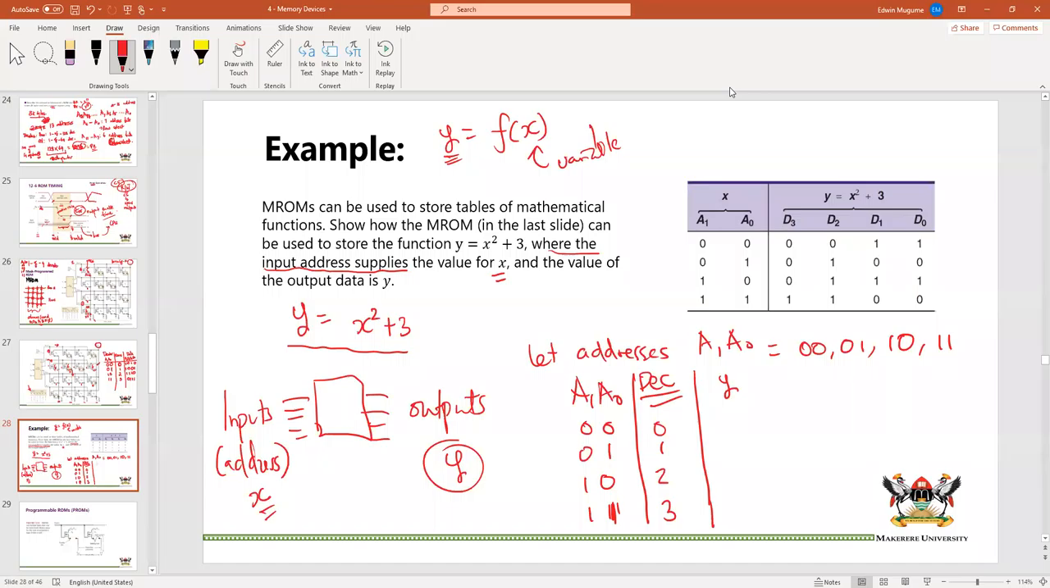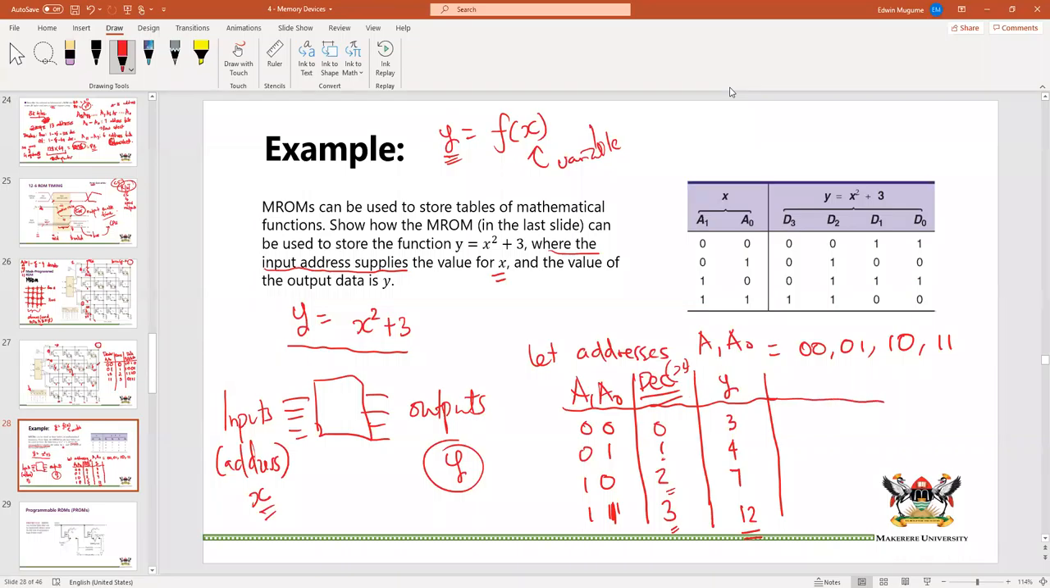So what is y? y is x squared plus 3, but you remember this is x actually. So x squared plus 3, here it will be 3, here it will be 4, because 1 squared is 1 plus 3 is 4. Here x squared is going to be 4 plus 3, 7. And here it will be 9 plus 3, which will be 12. Now, you cannot represent 12 using 3 bits, but you can represent 12 using 4 bits.